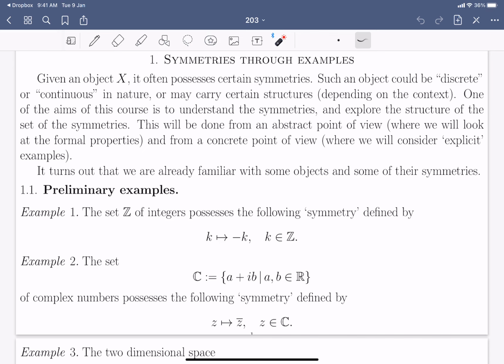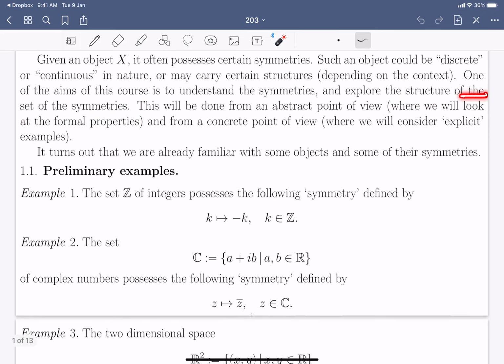Okay, so as I have just stated, one of the aims happens to be understanding the symmetries, and the principal thing is to explore the structure in the set of symmetries. So this is going to be the groups that we will learn. So the set of symmetries will form a group. Do not take this in an absolute sense, because the statement may go wrong. But we care for those symmetries such that the set formed by those symmetries forms a group.